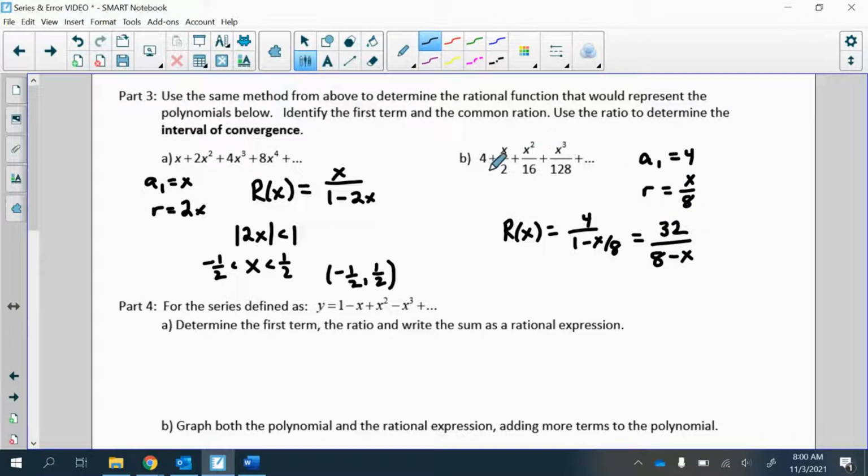But my r value in the series is still x over 8, so I can't treat it like what I see down here. I have to treat it like what my r value actually is in the series. And so that means the absolute value of x over 8 has to be less than 1, since the absolute value of r has to be less than 1. So x has to be between -8 and 8 for my interval of convergence.